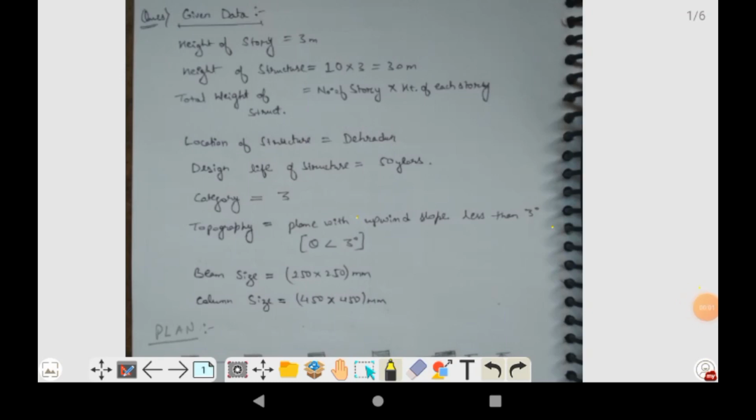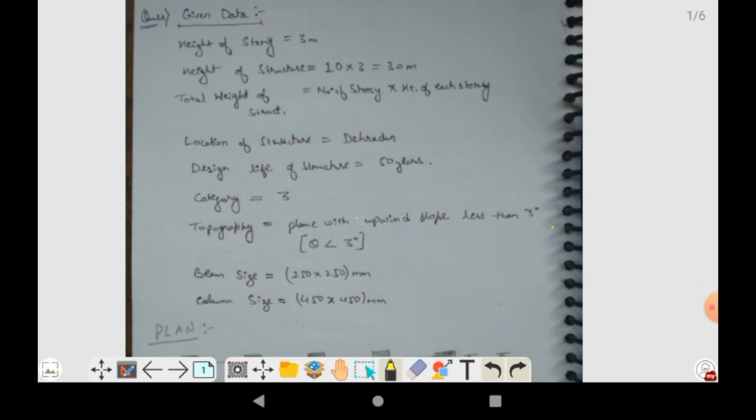Everyone, in today's lecture, I'm going to explain the wind load that comes under the topic design of RC structures. Here I'm going to solve a numerical for you. So the particular information of the numerical is given here.